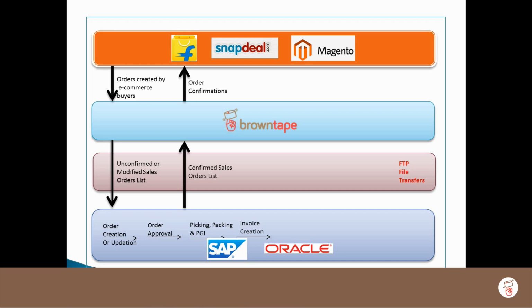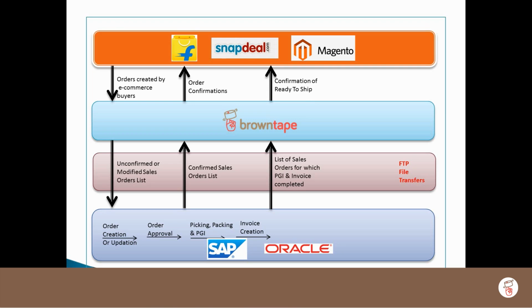Now, after the approval of the invoice, the ERP system would update another flat file in the FTP server. Browntape would parse this file and update the order status to ready to ship, and also update the order with the packaging details and invoice number. These details would be pushed to the marketplace by Browntape in their next sync.